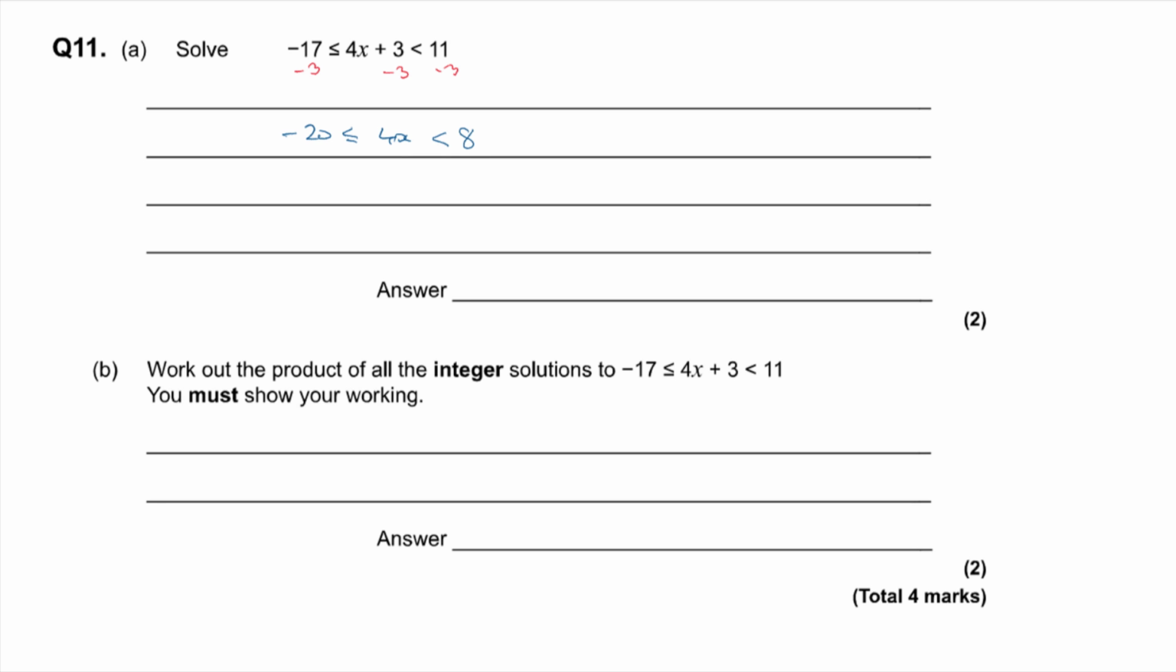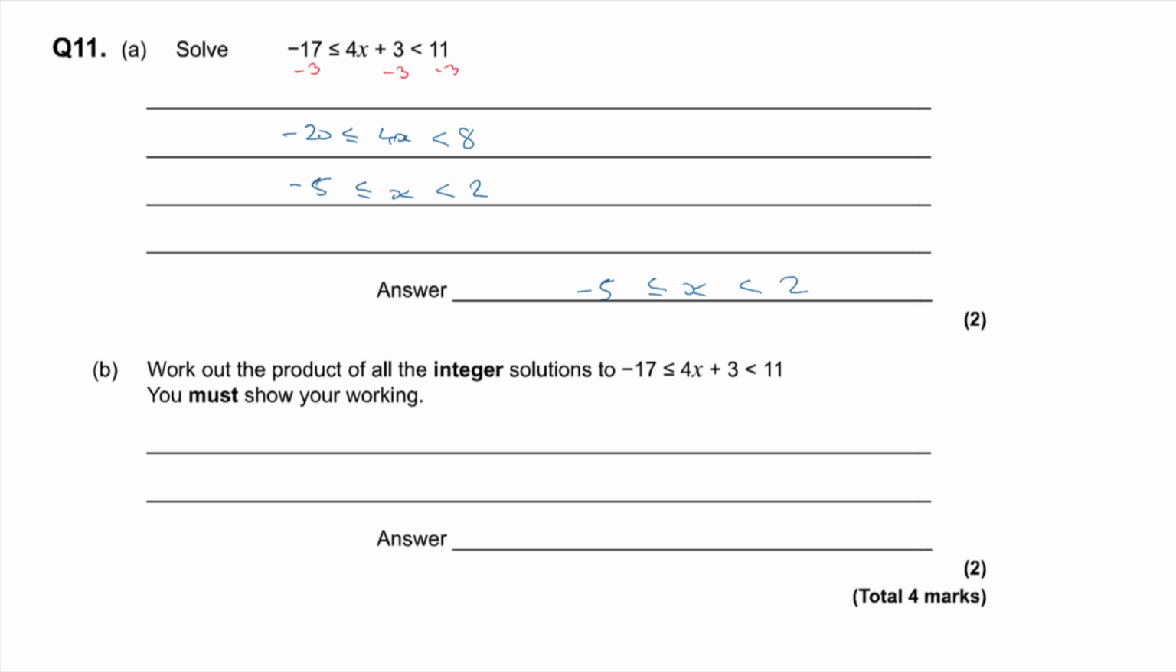Okay, and then dividing everything through by 4, I'm going to get -5 is less than or equal to x, which is less than 2. Now this question doesn't want us to faff around with finding integer values, so that's just my final answer: -5 is less than or equal to x, which is less than 2.